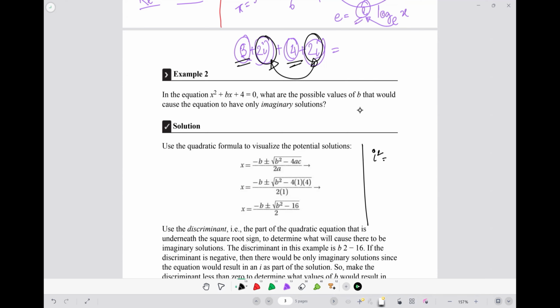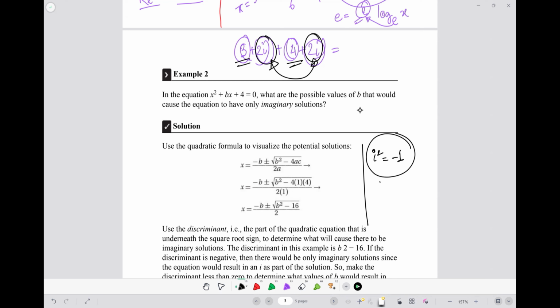i square equals -1. This is basically a law. You can call this a formula. And i equals root over -1, and i square equals -1.